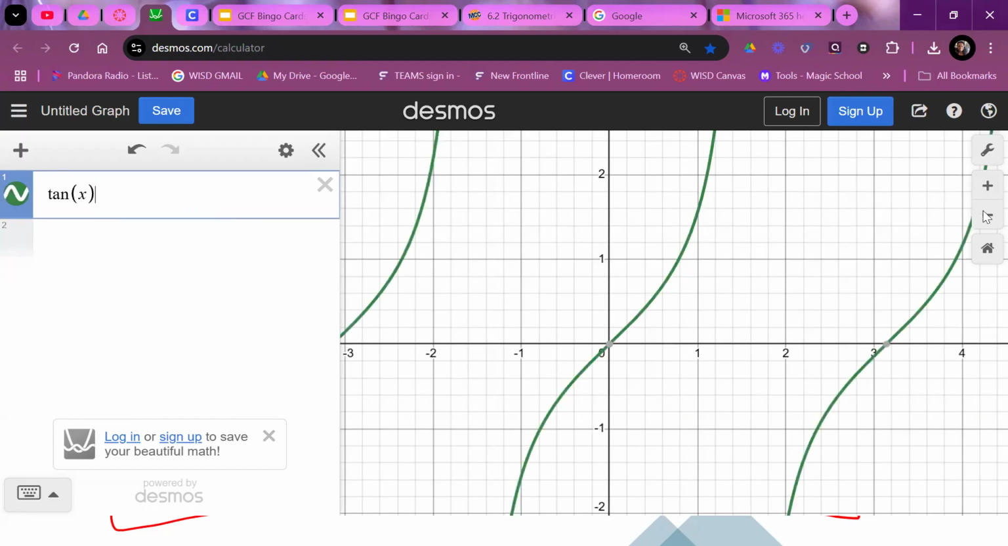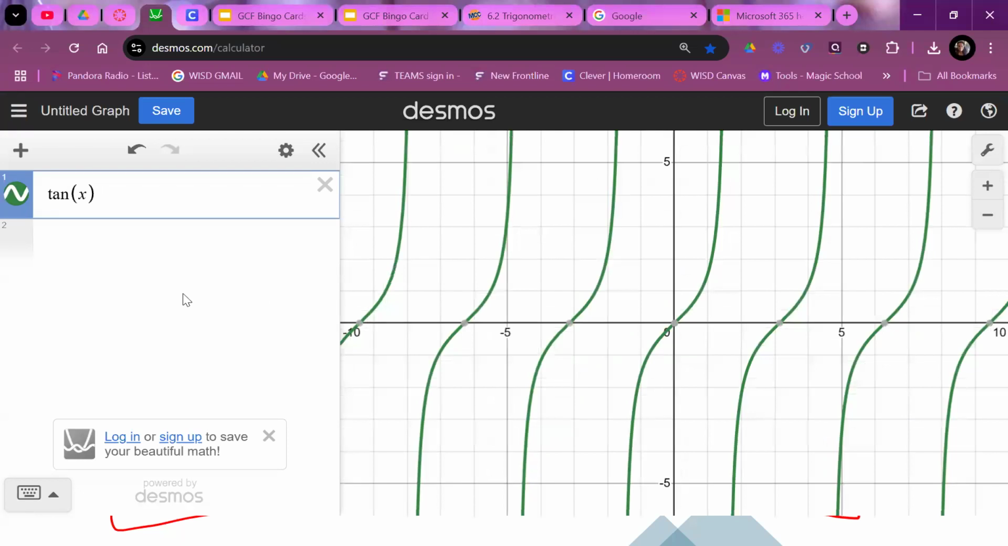So tan x looks like this. Agree? Here's tangent. All fun and lovely. And it has asymptotes, right? The asymptotes are at every odd half mark. Okay? Now, when we do tan inverse, we're going to go from being vertical asymptotes to being horizontal asymptotes.